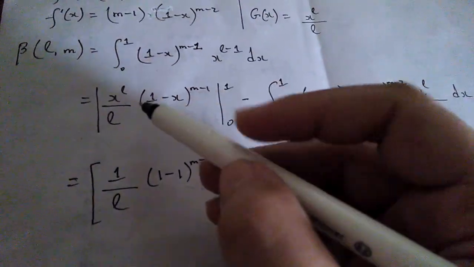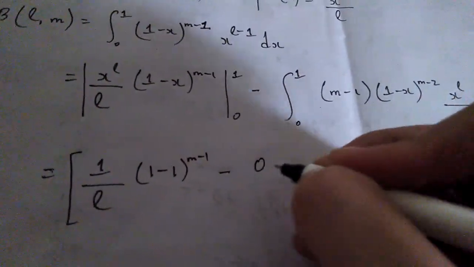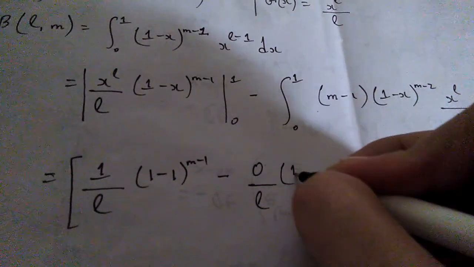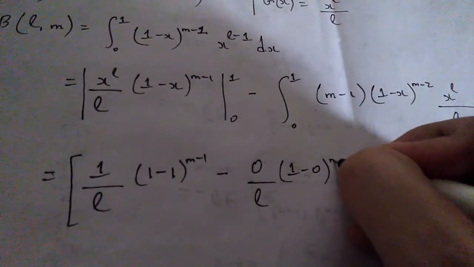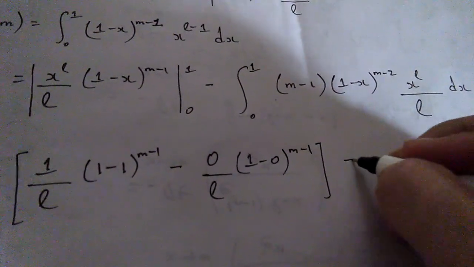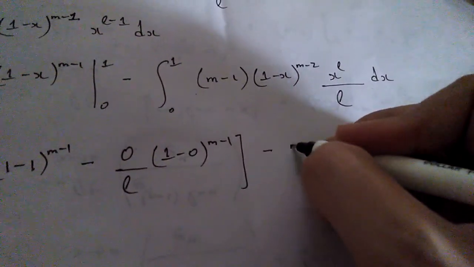Minus, at the place of my x now I'm going to put down my lower limit. So 0 power l is 0 itself upon l. 1 minus 0 m minus 1. Okay, and then I'm going to write down these two constant values outside the integral.